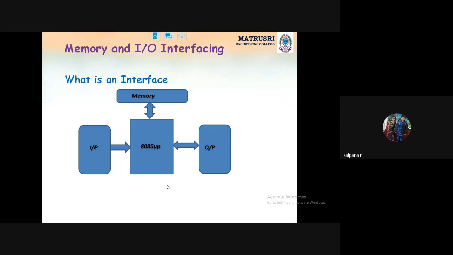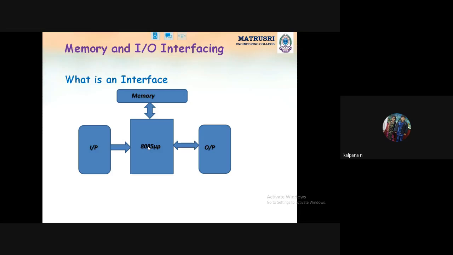Interfacing means what? The process of connecting external devices to the processor, right? How are we connecting? We cannot connect input, output, and memory directly to the 8085 like a switch or like a wire. Using wires, we cannot connect like that.